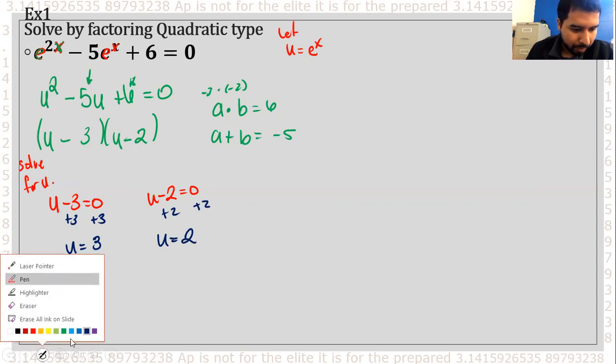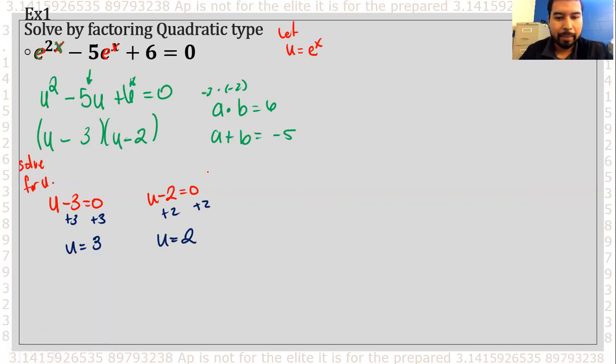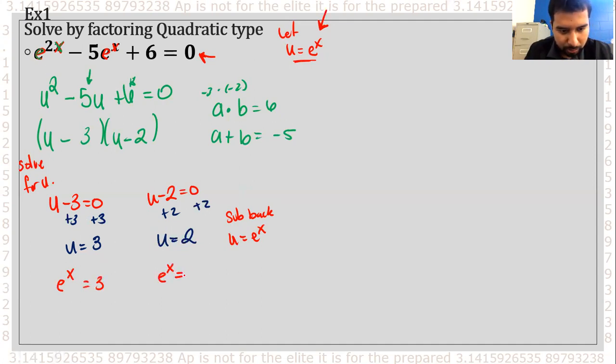Okay. Now, the last step is going to be to substitute everything back. Remember, at the beginning, we solved the equation for u, but that's not the question they asked us. They asked us this question in terms of x. So we're going to substitute it back. We said u is equal to e to the x, which is what we said originally, so we're doing it backwards. Now, every time we see u, we replace it back. So it's going to be e to the x is equal to 3, and e to the x is equal to 2.